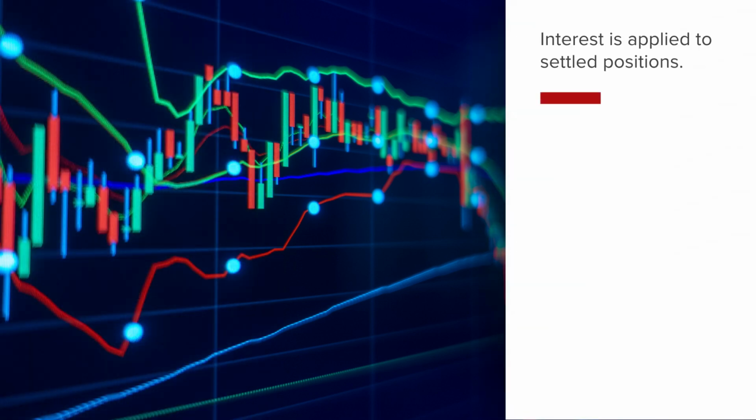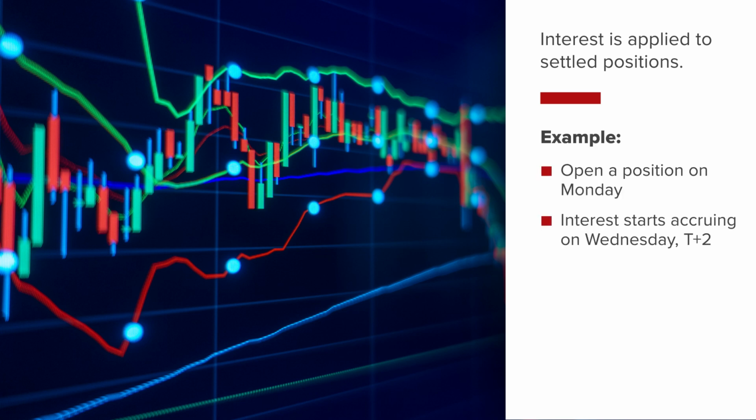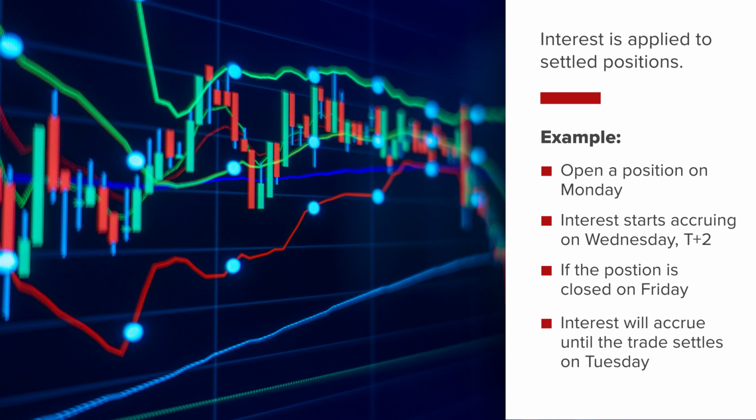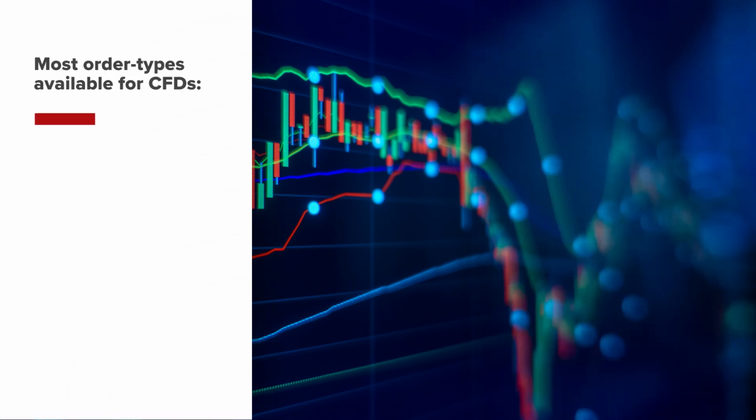Importantly, interest is applied to settled positions. If, for example, a client opens a position on Monday, interest will start accruing on Wednesday, T+2. If the client then closes the position on Friday, interest will continue to accrue over the weekend and the following Monday until the trade settles on Tuesday. Most order types, including auctions, accumulate, distribute, and IB algos, are available for CFDs.